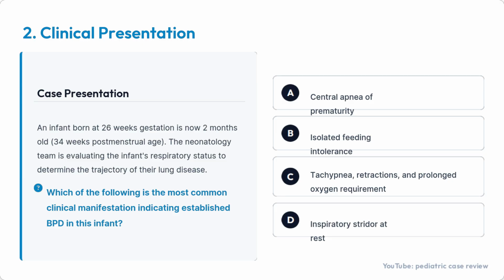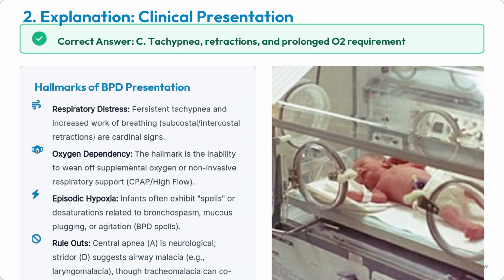Option D, inspiratory stridor. The correct answer is option C, tachypnea, retractions, and prolonged oxygen requirement. The hallmarks of established bronchopulmonary dysplasia include persistent respiratory distress, increased work of breathing such as subcostal retractions, and the inability to wean off supplemental oxygen or non-invasive respiratory support like continuous positive airway pressure.